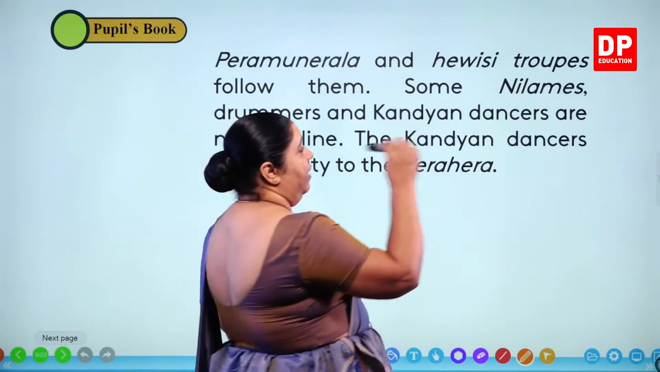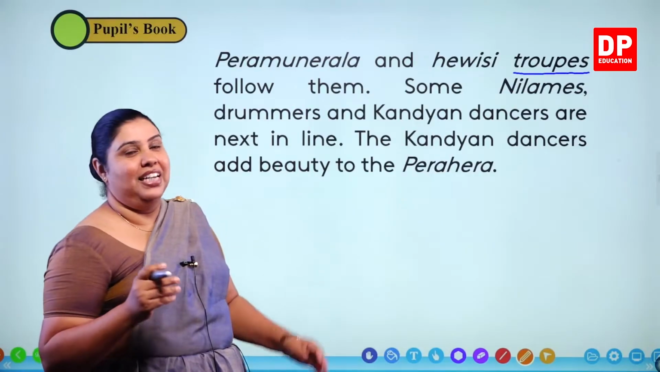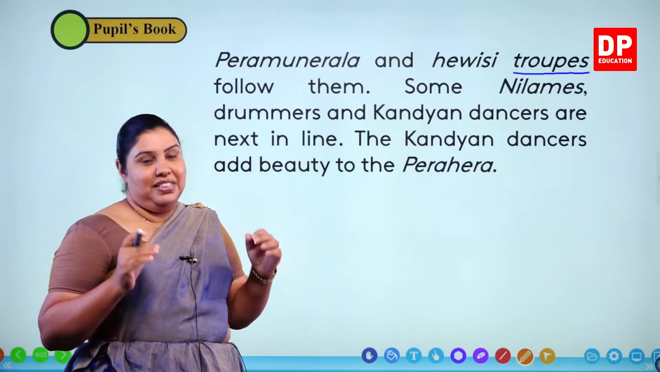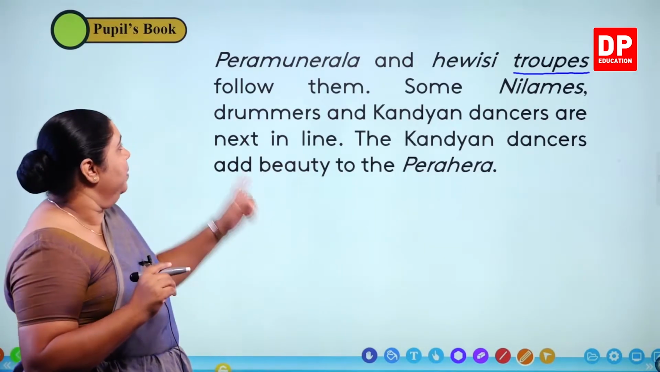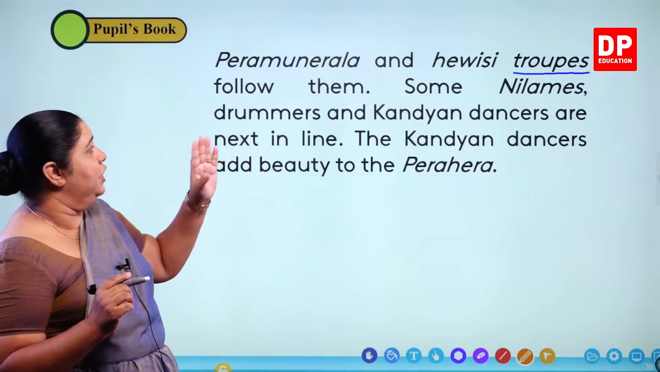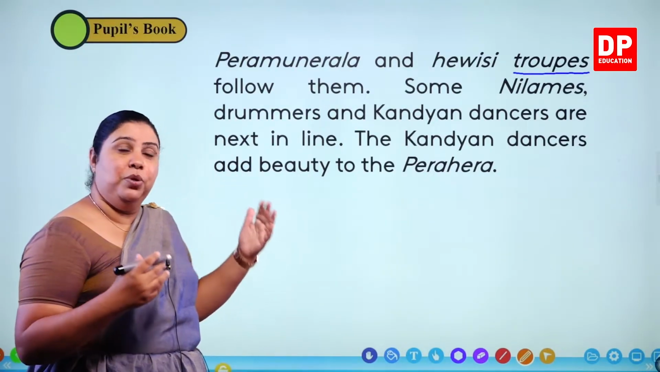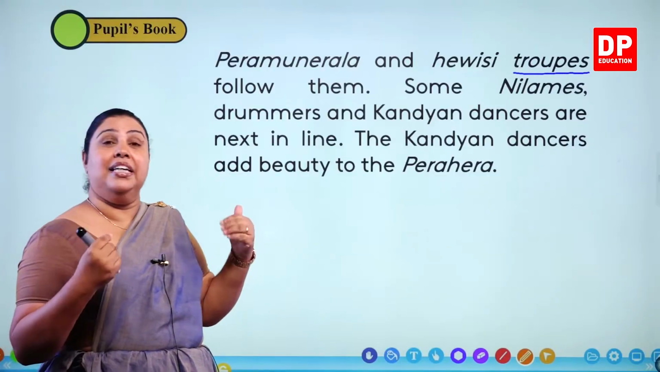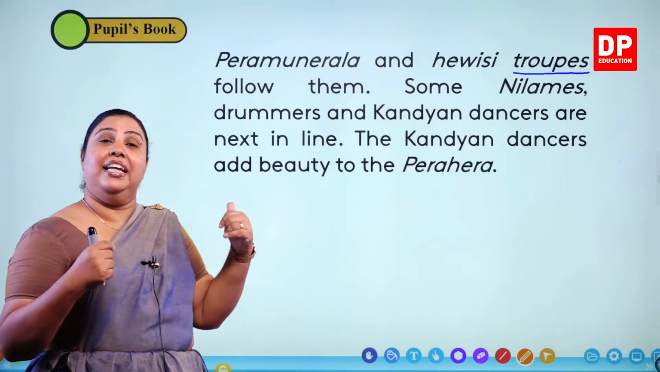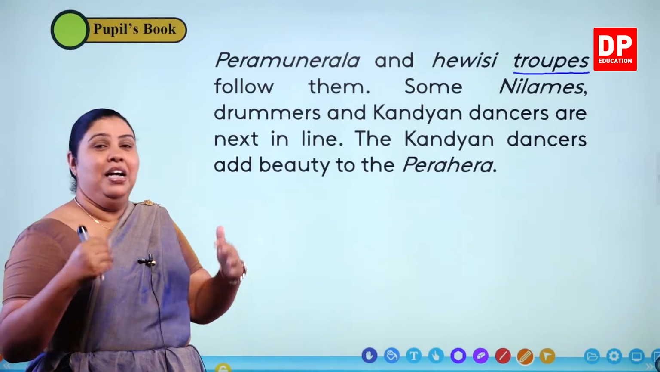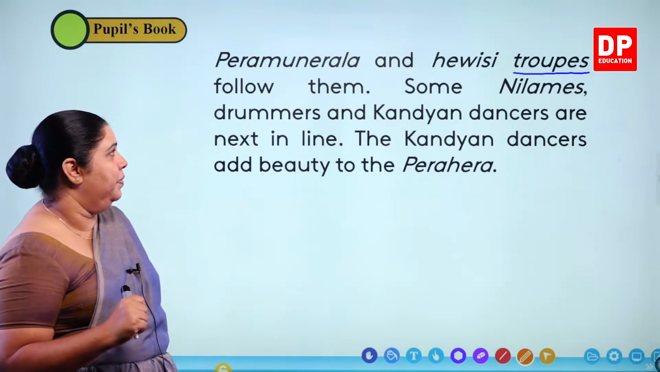Peramune Rala and Hevisi troops follow them. You were told earlier that they come in an order, whip crackers and all of them. After that comes the Peramune Rala and the Hevisi troops.